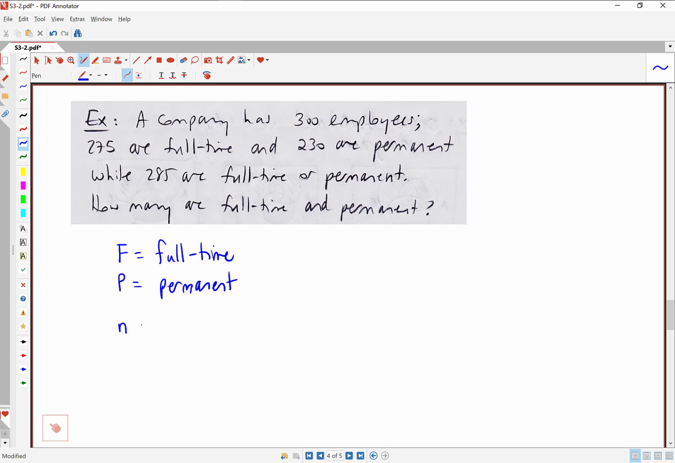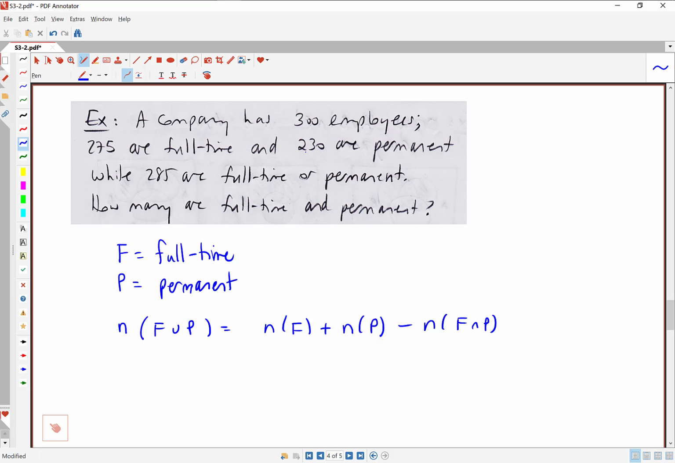The way we had it written before was the number of elements in A union B is equal to the number of elements in A plus the number of elements in B minus the number of elements in A intersect B. But in this case, we're not talking about sets A and B, we're talking about F and P. So we're just going to modify the names of the sets. That's something we'll do quite a lot. So the number of elements in F union P is equal to the number of elements in F plus the number of elements in P minus the number of elements in F intersect P.